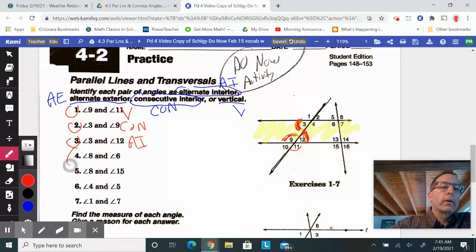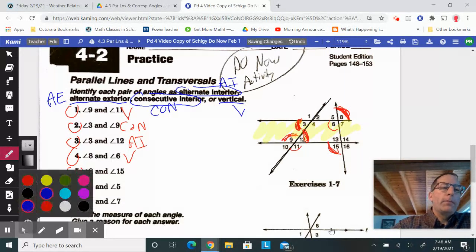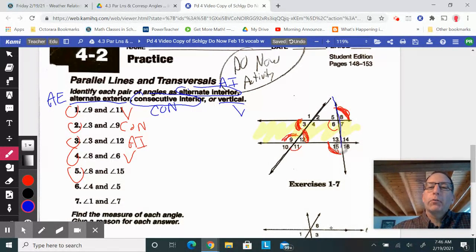Number 4, angle 8 and angle 6. Here's angle 8. Here's angle 6. They're vertical angles. Number 5, 8 and 15. So here's 8, and here's 15. In this example, we're looking at this transversal, and 8 and 15 are on the outside, so they're exterior angles, and they alternate. So these are alternate exterior angles.